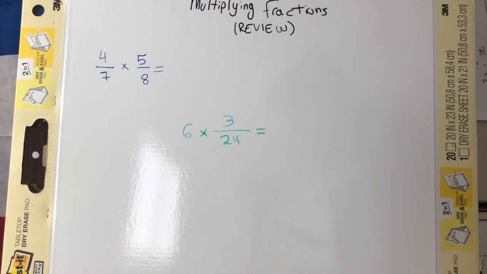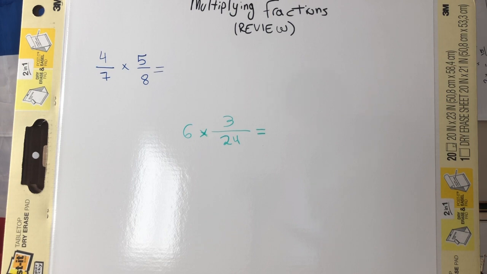Alright, this is a review on how to multiply fractions. So in blue we have the case where you multiply one fraction by another fraction, and in green is the case of when you multiply a whole number by a fraction. So the first step in any sort of multiplication of fractions is to simplify.